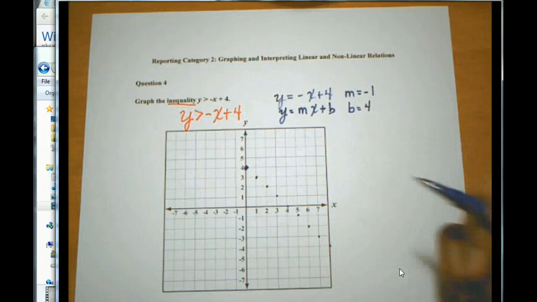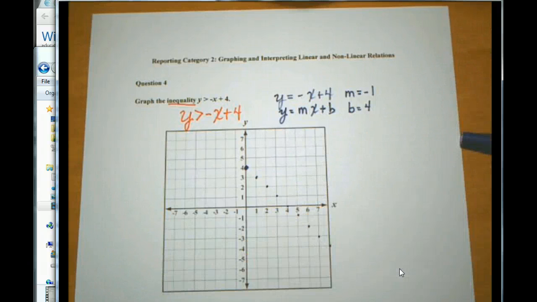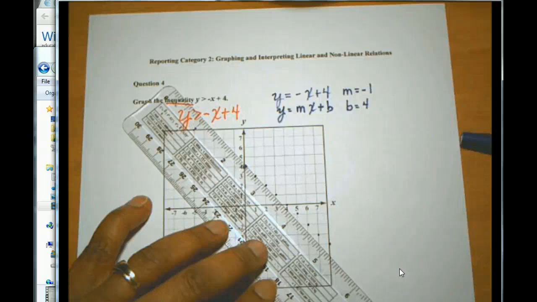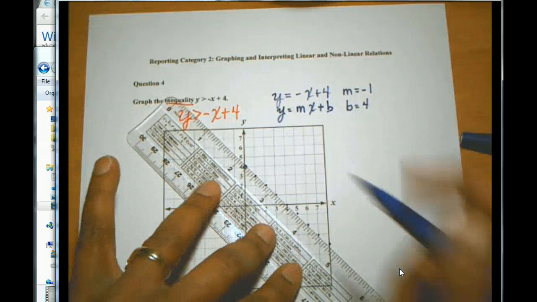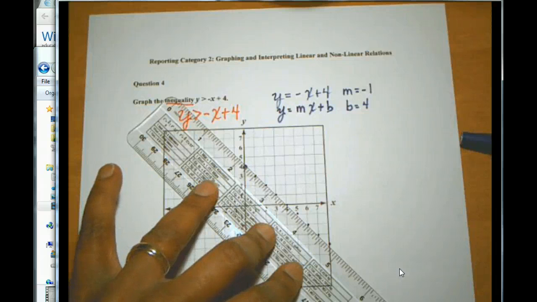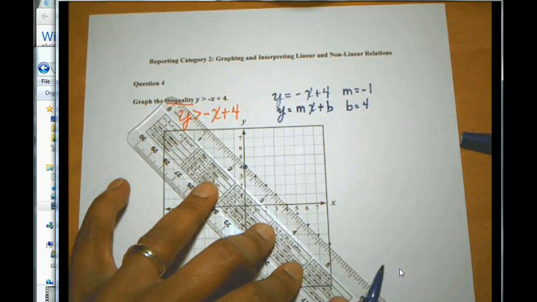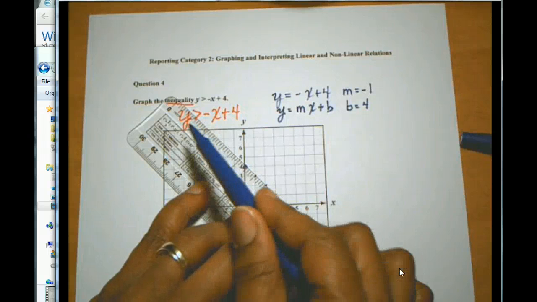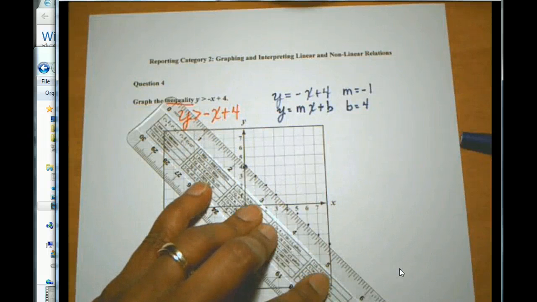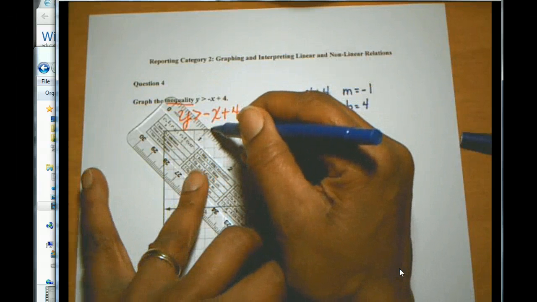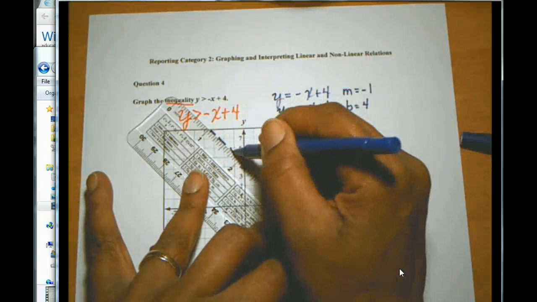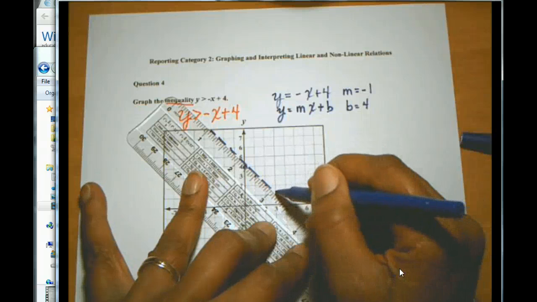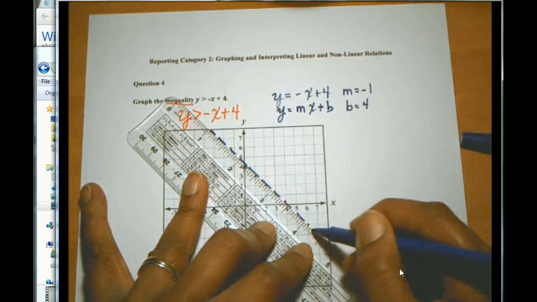I'm going to pick up my ruler. What am I saying? I'm picking up my ruler, and now I'm determining whether or not my line should be solid or dotted. Because there is no equal to in the inequality, it's telling me that we must not include the values that actually make the line. So to show that, mathematicians have agreed to dot the line. And I'm doing just that. I'm dotting the line to show that the values on the line are not included.